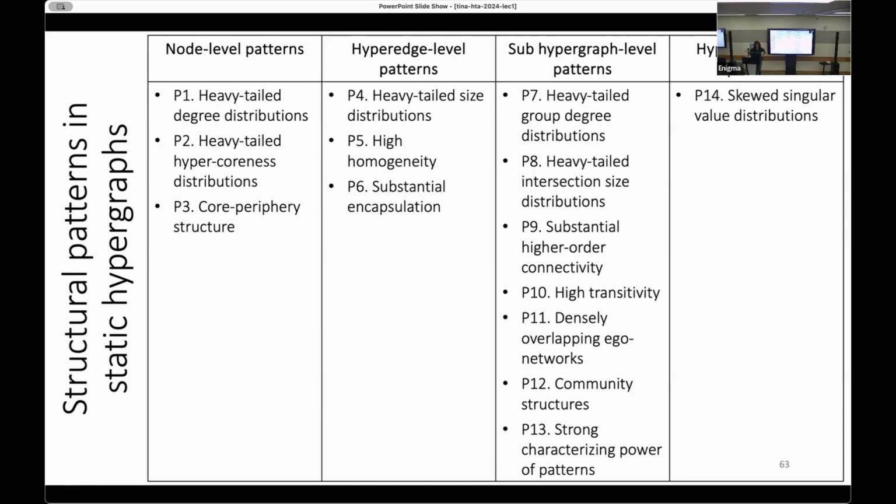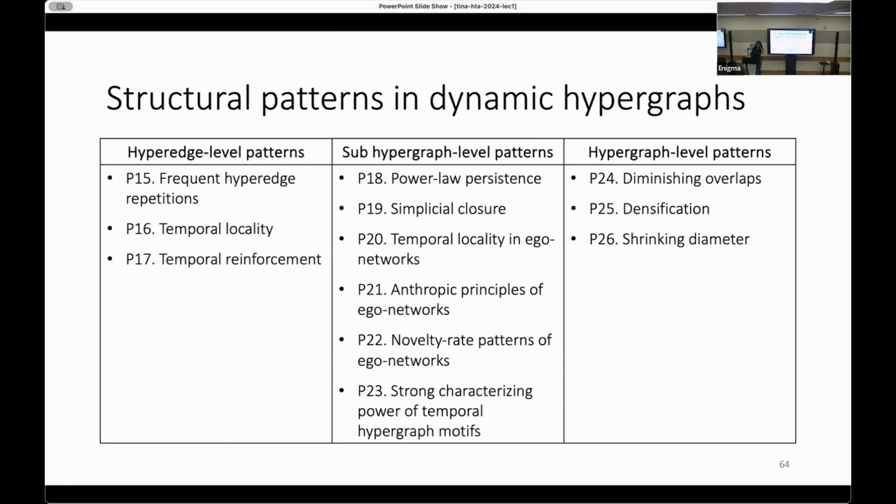And then you have the sub-hypergraph level. This is like at the subgraph level. Again, you have the heavy tail group degree distribution. And then at the hypergraph level, we know that there's a skewed singular value distribution there. And then with the dynamic networks, there's going to be frequent hyperedges, right?